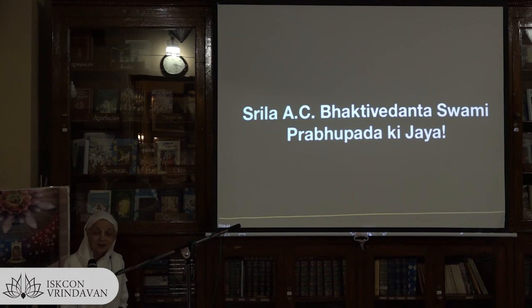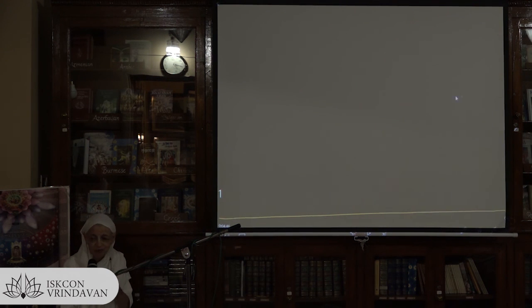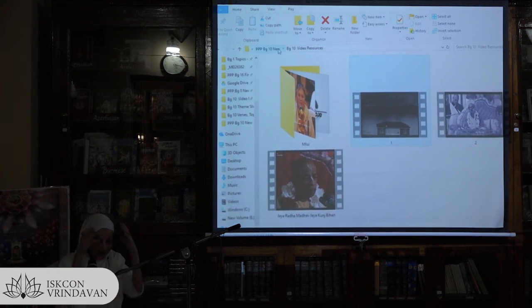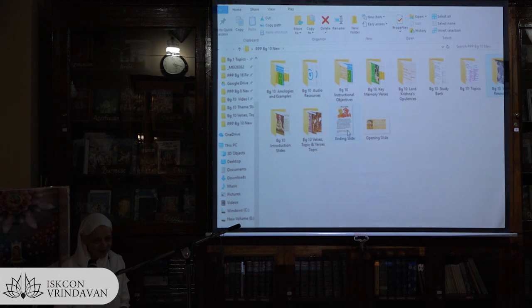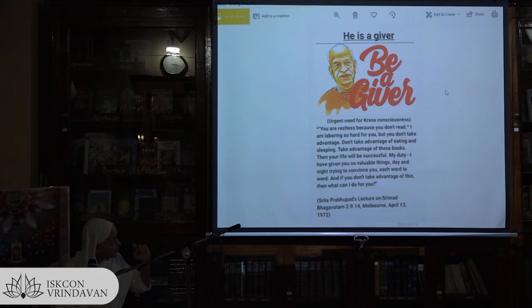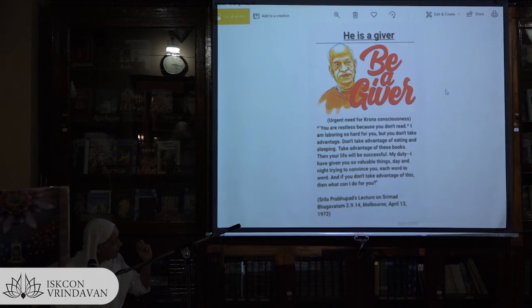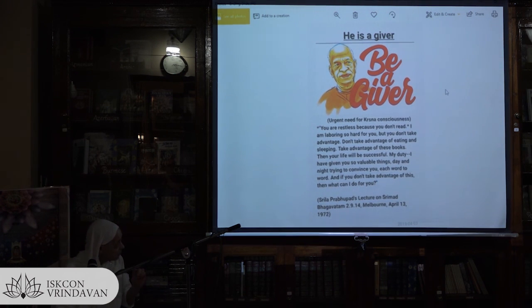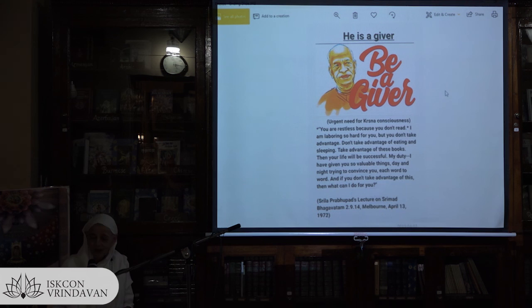Okay. You can see how Prabhupada looks different from everybody else, doesn't he? I mean, he looks like a Buddha, the long ears, the high forehead. He doesn't look like an ordinary personality. Okay, and we have here, this was a little thing I found: don't take advantage of eating and sleeping. Your life will be successful. My duty, I've given you so many valuable things, day and night, trying to convince you, word by word. And if you don't take advantage of this, then what can I do?